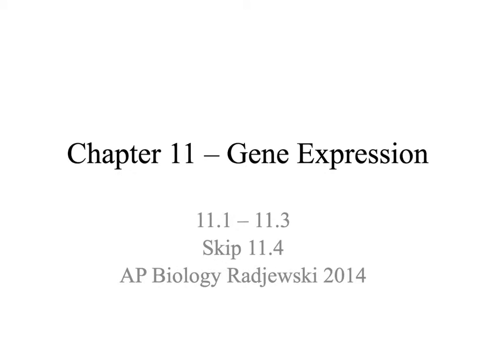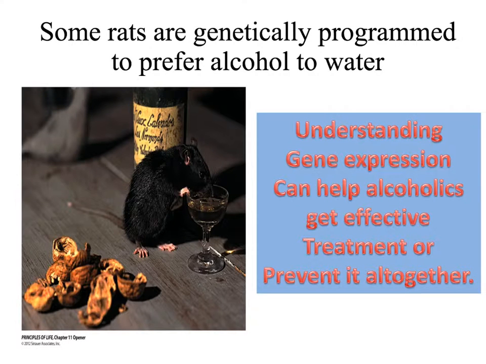All right, this podcast is on gene expression. I don't know if you guys know, but there are some rats that are actually genetically programmed to prefer alcohol over water. So it's in their genes that they're going to want alcohol over water. And so if we can understand why rats prefer that, then maybe we can understand why alcoholics have that problem, and so we can get them effective treatment or prevent alcoholism altogether.